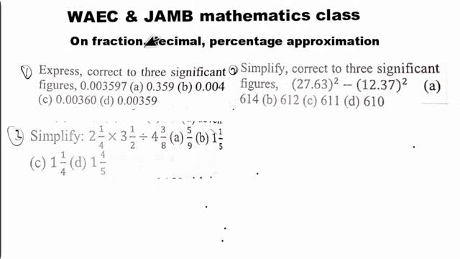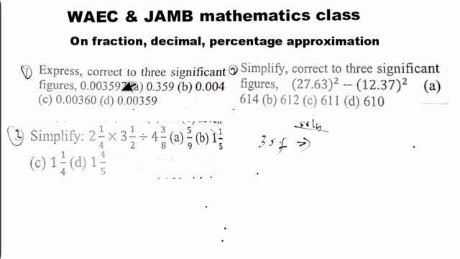If we're talking about approximation, we have it in many ways, but according to this question, we are to convert to 3 significant figures. We have 0.003597 to approximate to 3 significant figures, that is 3 SF. Let me write the solution. I want to leave question 1 in 3 significant figures.